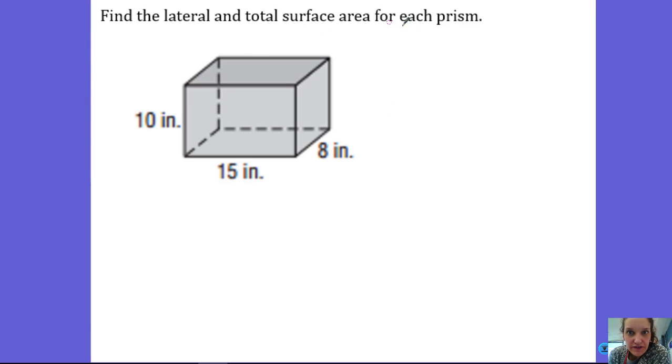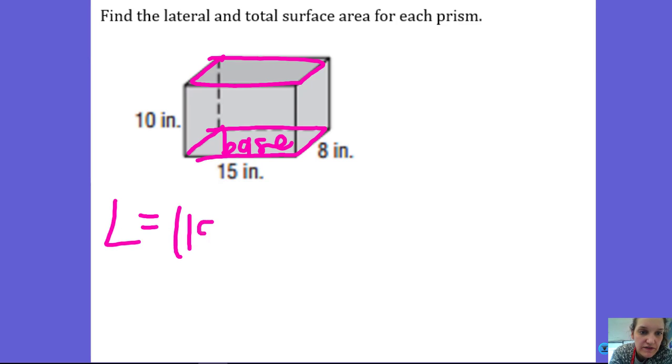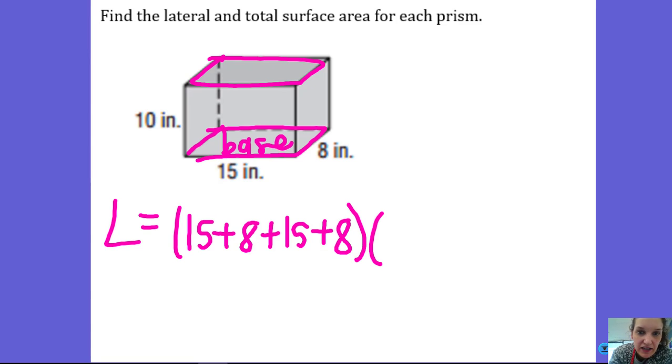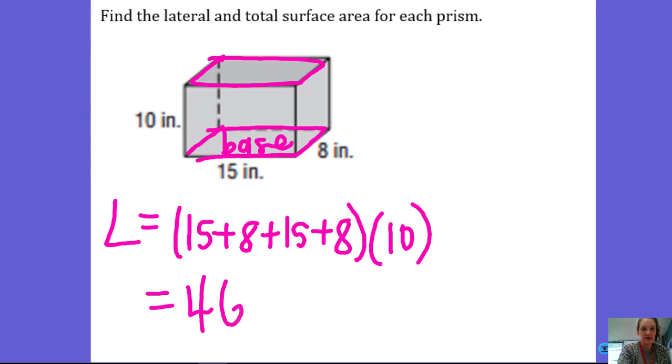Find the lateral and total surface area for this prism. Well, this is a rectangular prism, so it's hard to tell which ones are the bases and which ones are the lateral faces. I'm just going to say the bottom and the top are going to be my bases. So this is my base. My lateral surface area is going to be the perimeter of the base, which is 15 plus 8 plus 15 plus 8, and then I'm going to multiply that by the height. The height is 10. So you get 46 times 10, which is 460 inches squared.